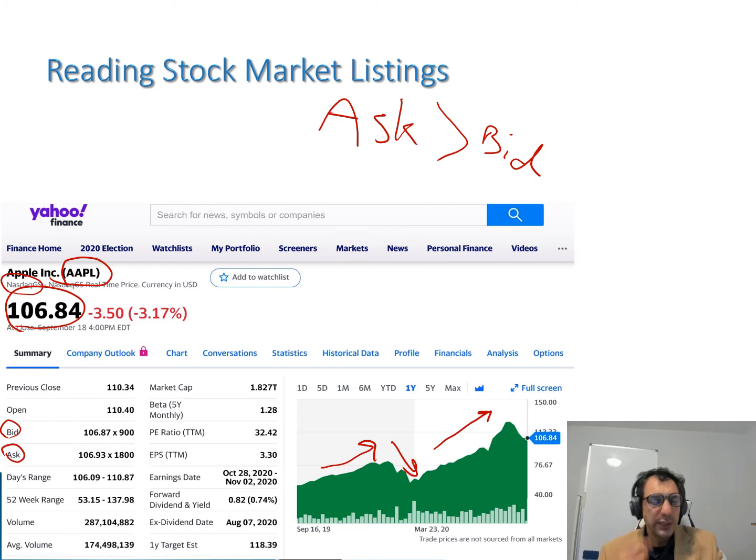And here it's showing the day's range, the lowest price and the highest price, and also the 52-week range, almost a year, the lowest and the highest price. It's showing the variance of the price from the lowest to the highest. The volume of transactions, how many shares are traded on this specific date, and what the average volume is. So you can compare the volume with the average volume. For example, on this specific day, you will see the volume has been much higher than the average volume.